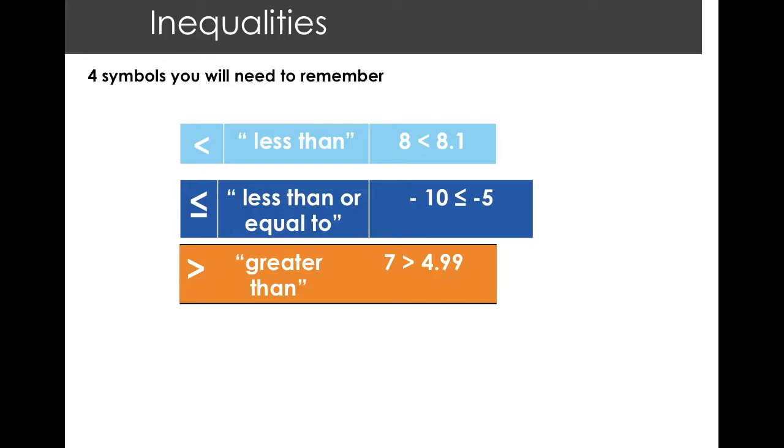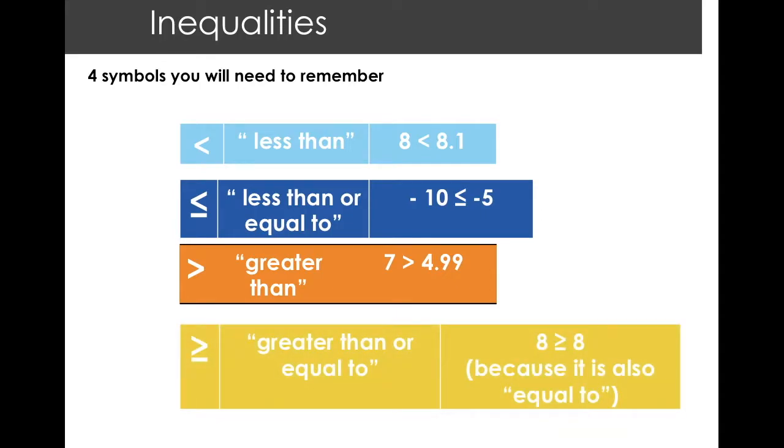This little alligator symbol means greater than. So 7 is greater than 4.99. And then you have the line underneath, which means greater than or equal to. For example, 8 is greater than or equal to 8 because it is also equal to each other.